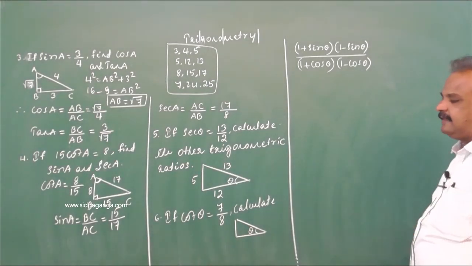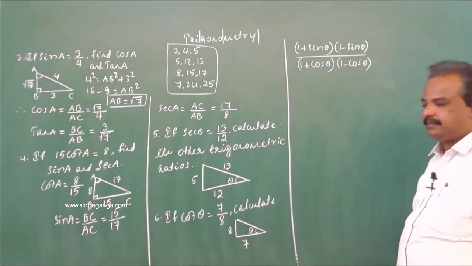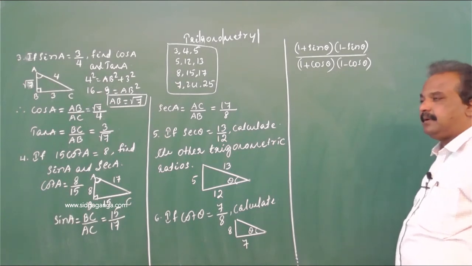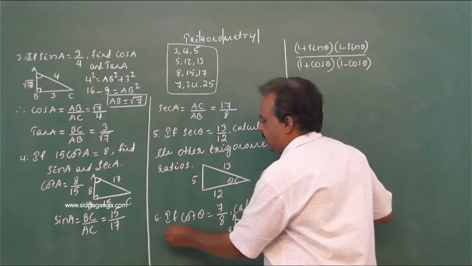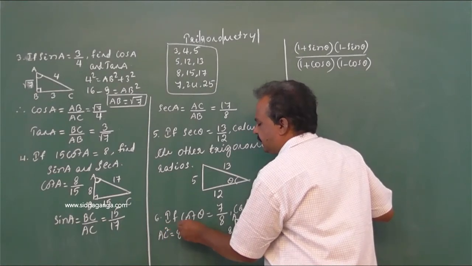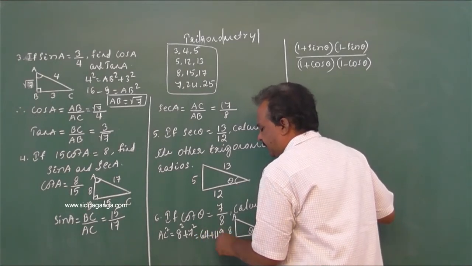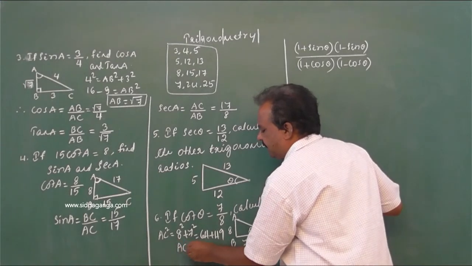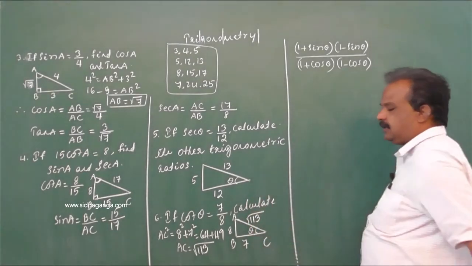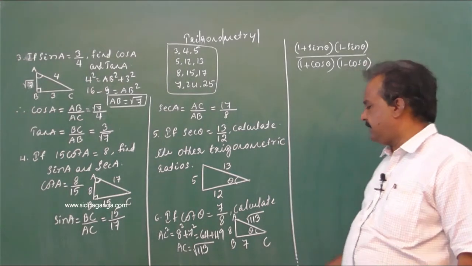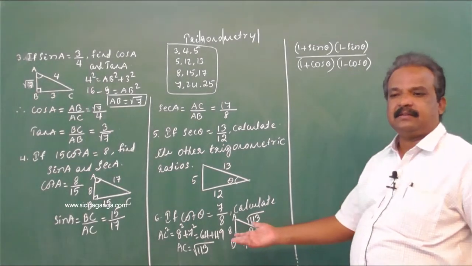Theta cot means adjacent by opposite, 7 by 8, which is the reciprocal of tan. So now you can find the hypotenuse side. AC square is equal to 8 square plus 7 square, that is 64 plus 49. So 113. Therefore, can you write AC as root 113? Root 113. Okay. So AC becomes root 113.